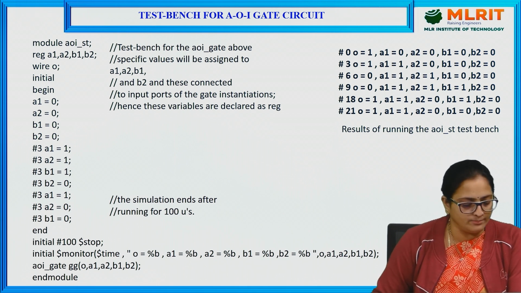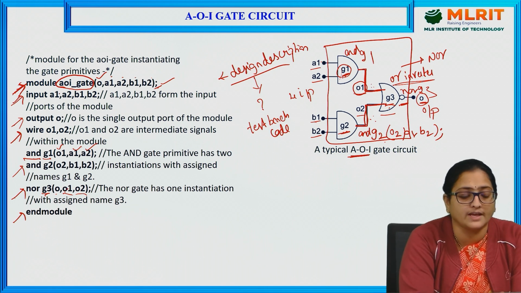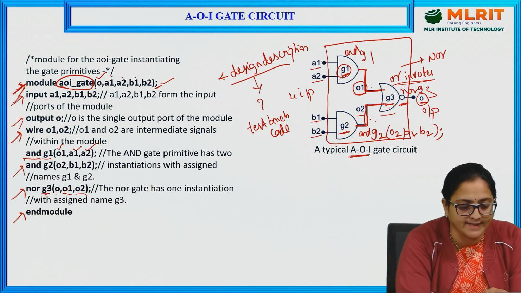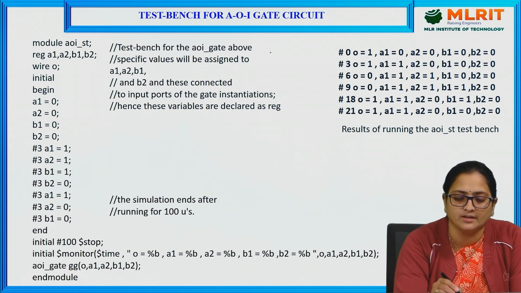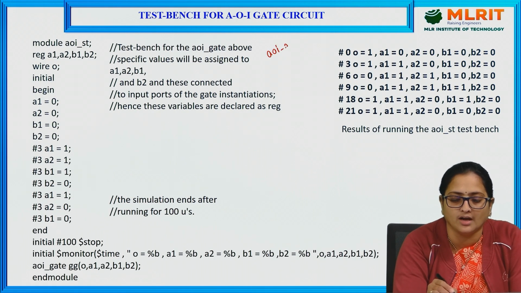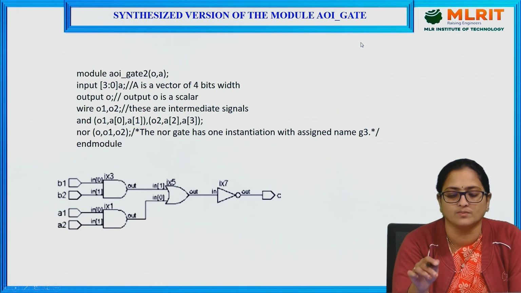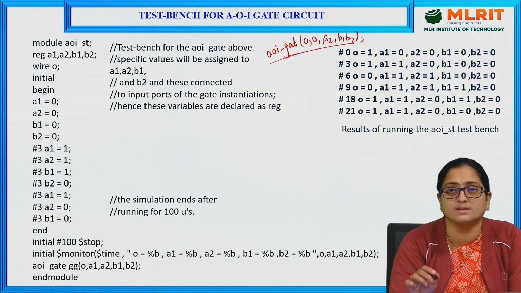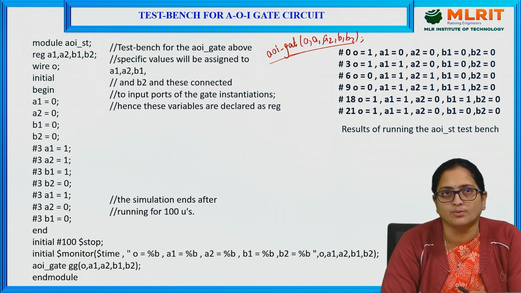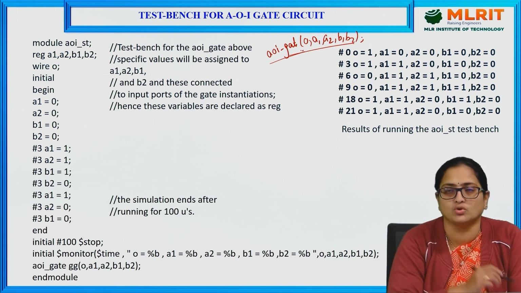See, one point we need to remember here is the gate name. I have taken it as AOI underscore gate, and outputs are followed with the inputs. Remember that. Here I am using an AOI underscore gate, outputs are followed with the inputs A1, A2, B1, B2. This is the primitive name, the module name which I have given in the previous slide. Now, I am writing a Verilog code to test this module here.